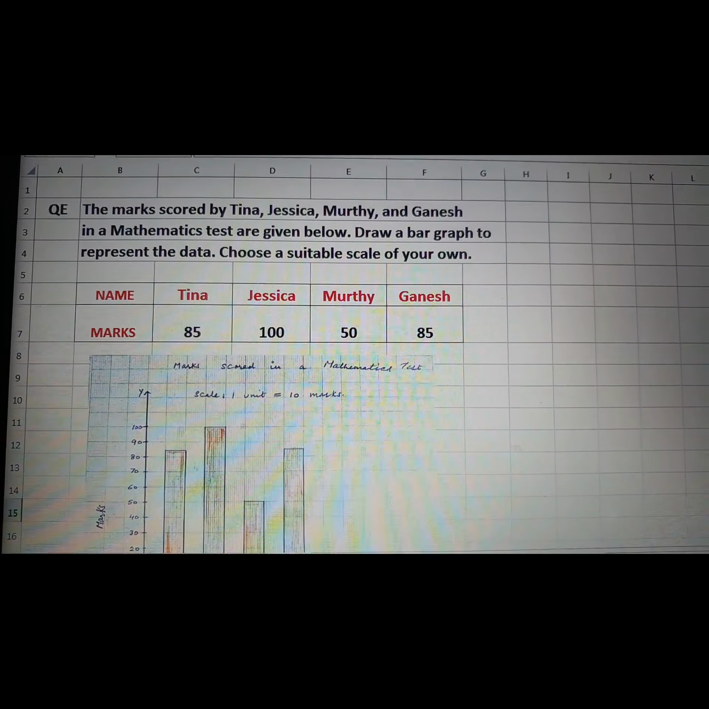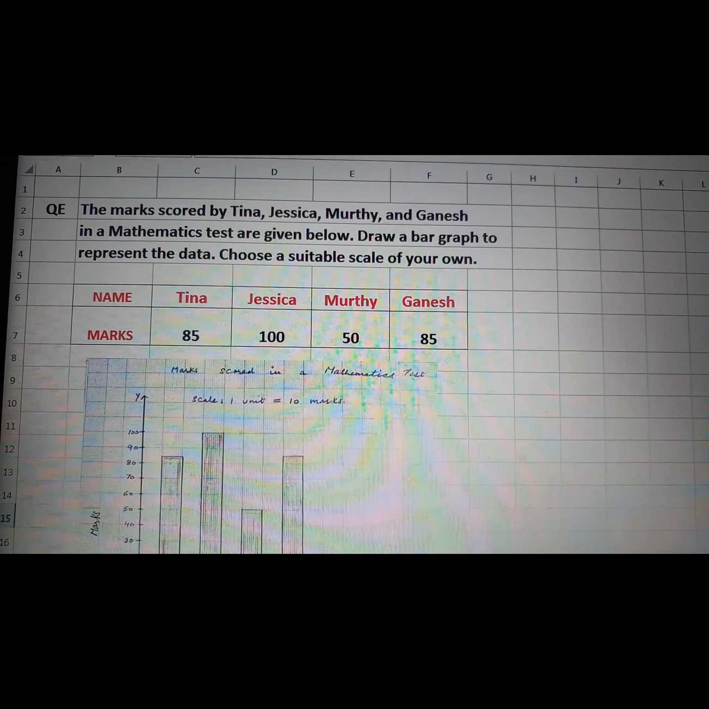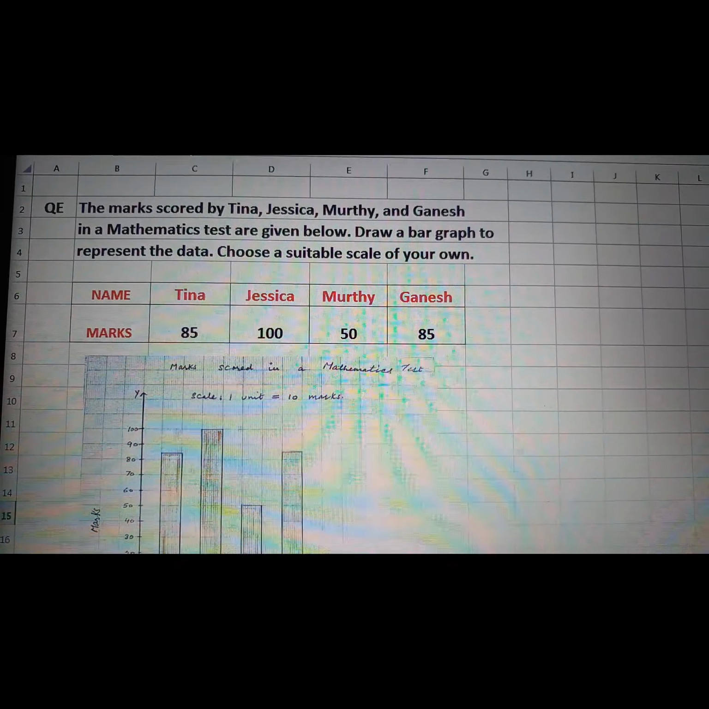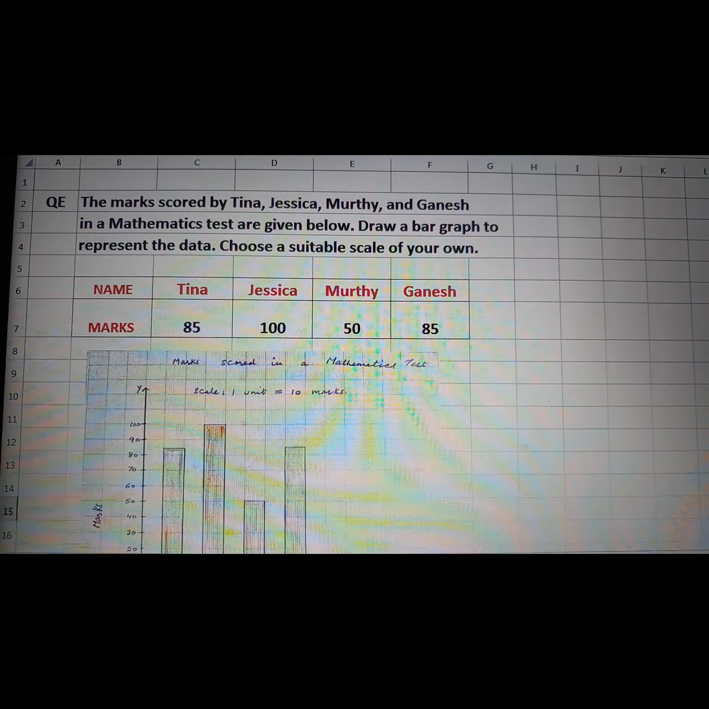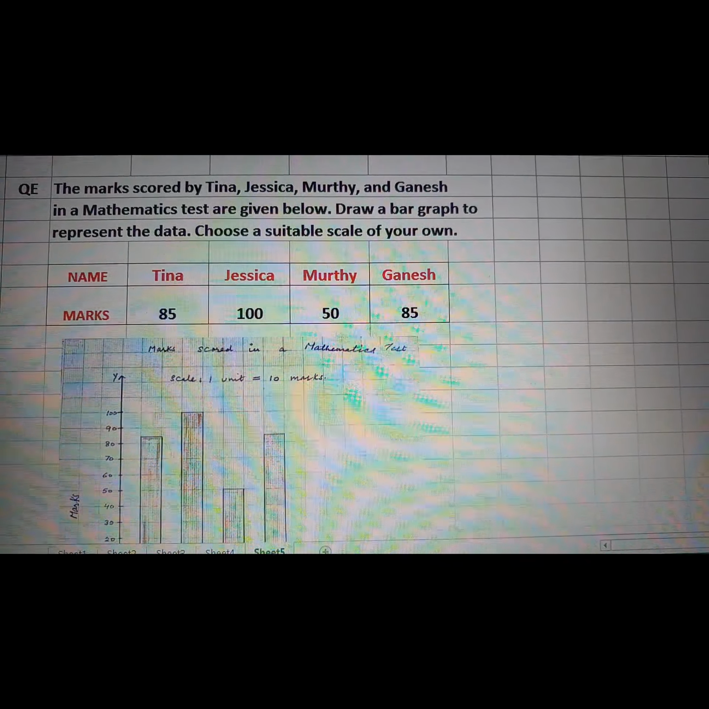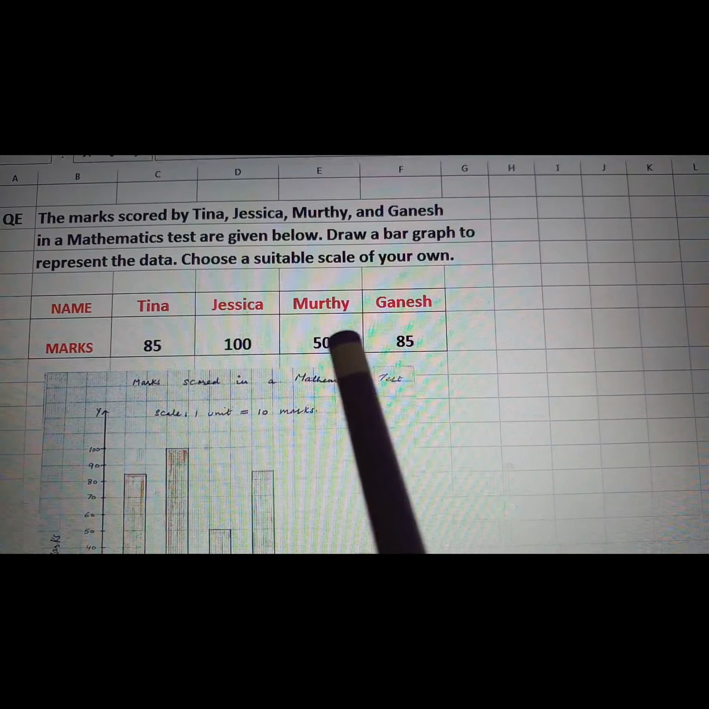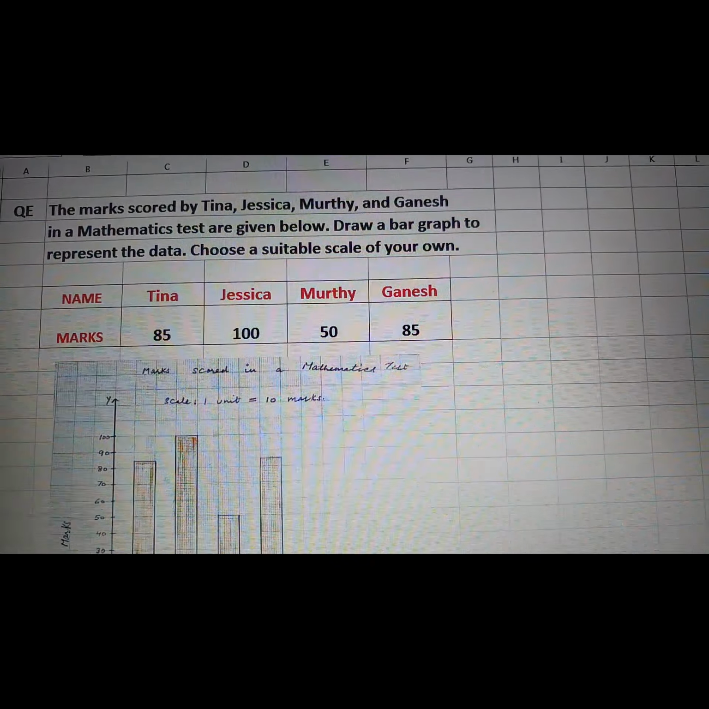The question is: The marks scored by Tina, Jessica, Murthy and Ganesh in a mathematics test are given below. Draw a bar graph to represent the data. Choose a suitable scale of your own. Now the names are Tina, Jessica, Murthy and Ganesh. And the marks scored are 85, 100, 50 and 85. Now draw a bar graph using the above data.